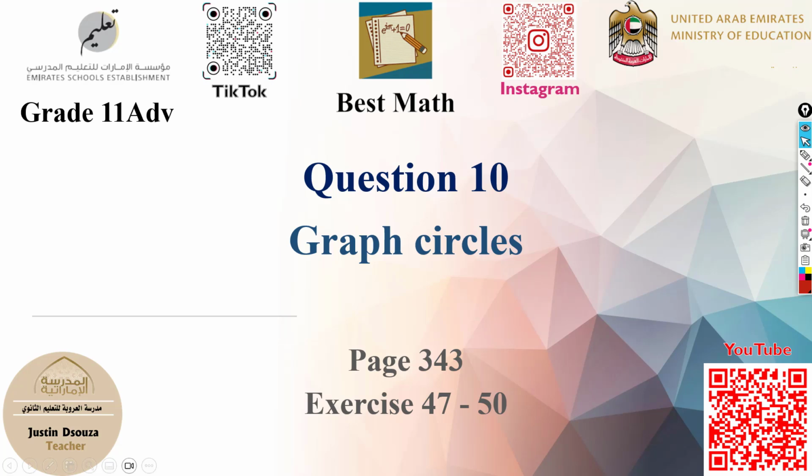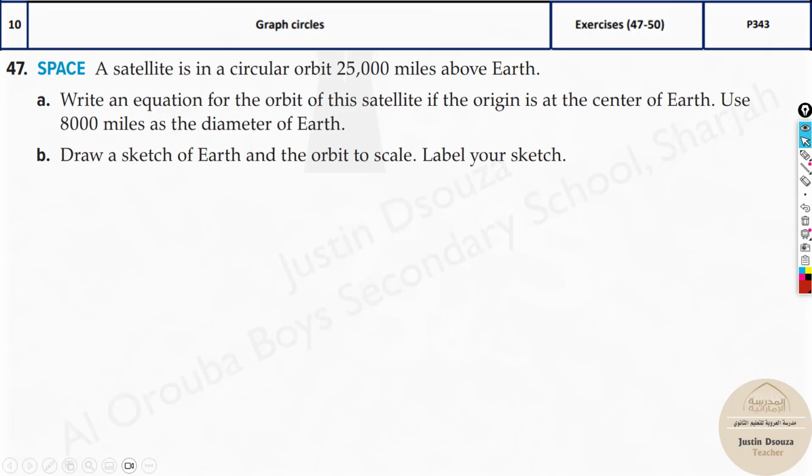In this video, we will graph circles for real life situations. Here we have one about space. A satellite is in circular orbit 25,000 miles above Earth. Write an equation for the orbit of this satellite. If the origin is at the center of Earth, use 8,000 miles as the diameter of the Earth.